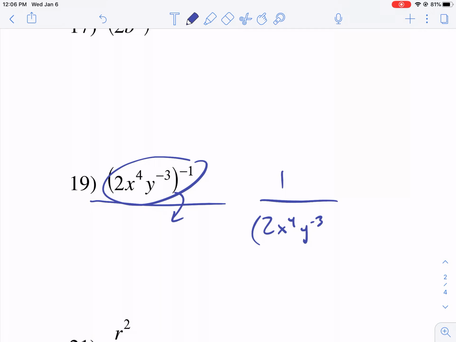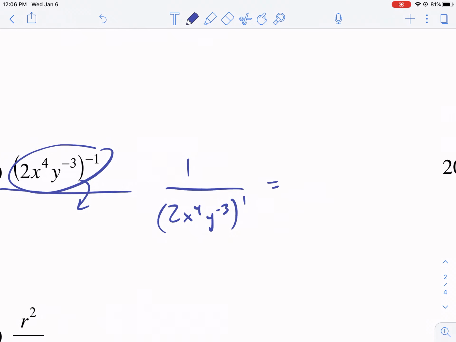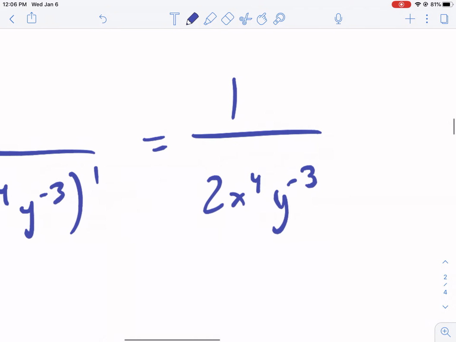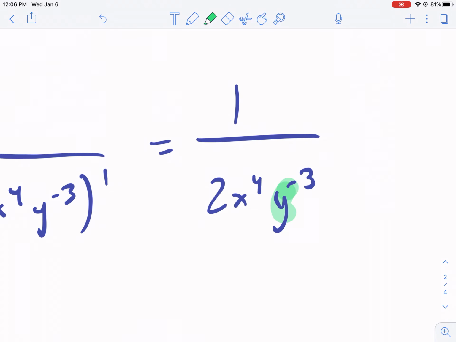This one's going to actually be pretty interesting. To the first power. So anything to the first power is just itself. So we have 2x to the 4th, y to the negative 3. Now, here's the thing. We have to move this guy because he's negative. We can't have negative exponents, so we're going to move him from here to the top.